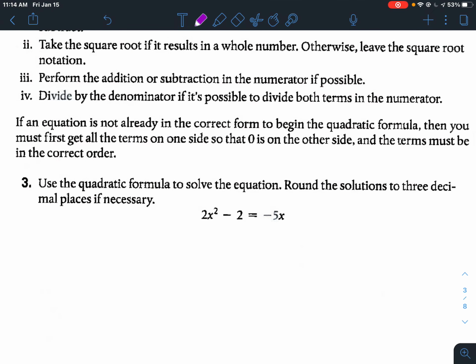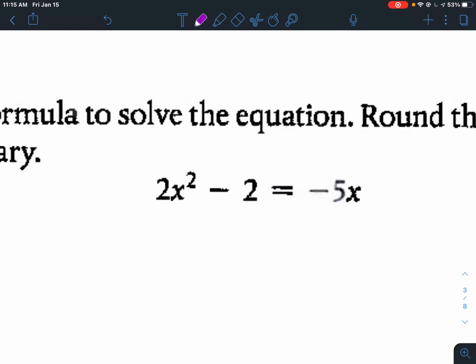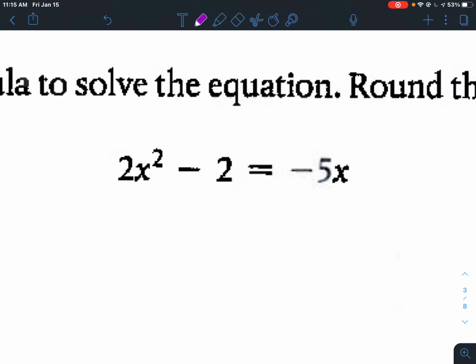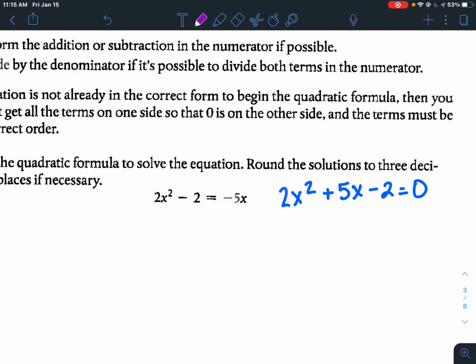Use the quadratic formula to solve the equation. Round the solutions to 3 decimal places if necessary. The only thing for this one is I need to get everything on the right-hand side and set it equal to 0. So add 5x to both sides. There we go.